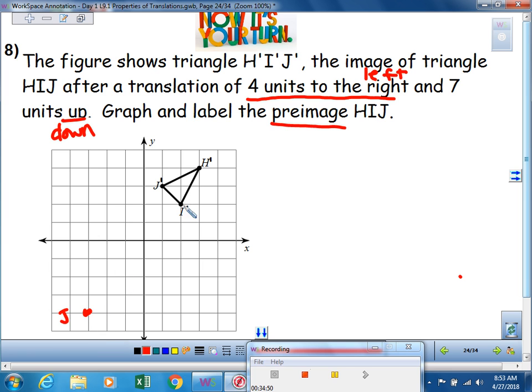No, we're just going to graph it. Oh, you mean on your paper? I would write the translation. Well, they give it to you in words, so. Question?